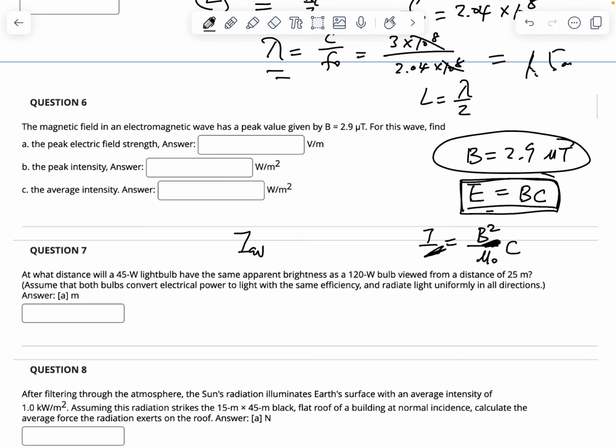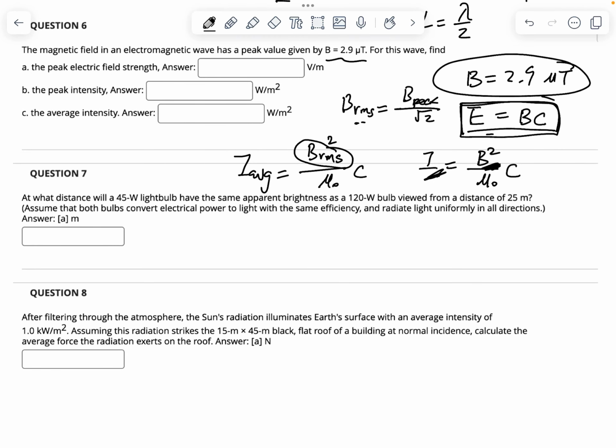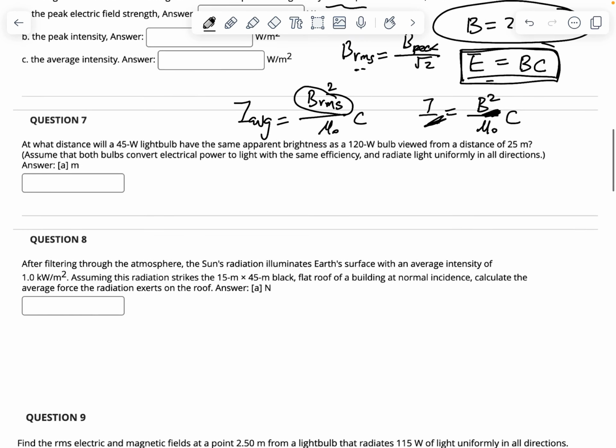The average intensity equals the root mean square of that, over mu naught c. What is the root mean square of this? Root mean square equals peak divided by square root 2. You see you have the peak here, and this is your root mean square value, divided by square root 2. So plug in. Next one.